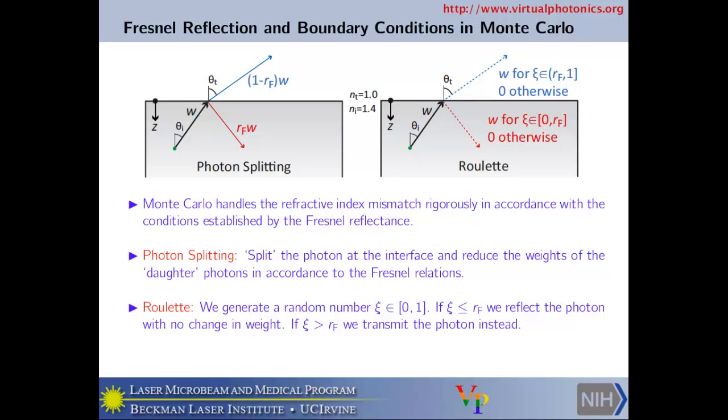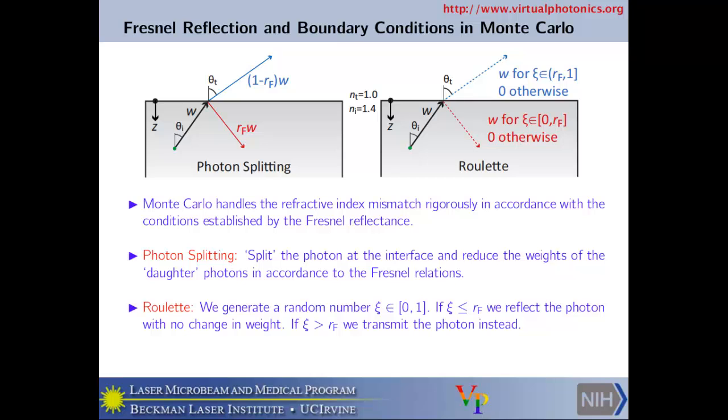Another option is only allowing either the photon to internally reflect or to transmit, depending on what the value of the Fresnel reflectance is. So you throw a dice, a random number between 0 and 1. If that number ends up being between 0 and the actual Fresnel reflectance, we totally internally reflect the entire photon. If that random number is between the Fresnel reflectance and 1, we let the entire photon transmit.